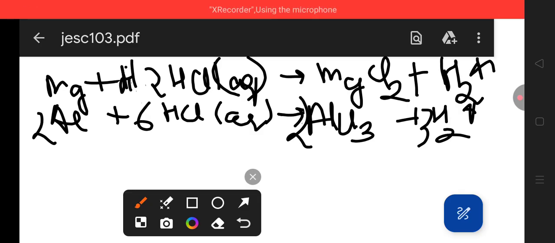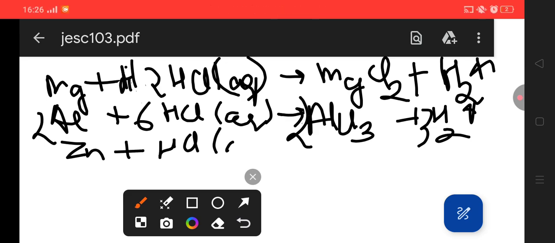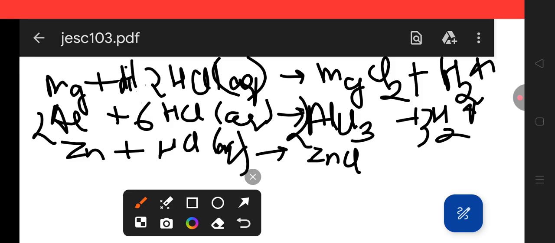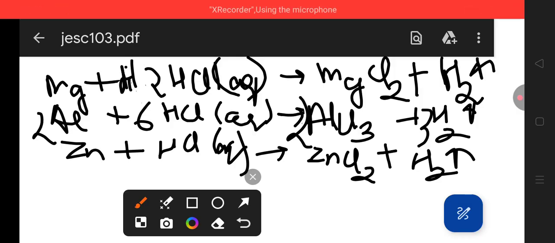Now the next is we have to write the reaction with zinc. So see, zinc is here. Zinc is reacting with hydrochloric acid, forming zinc chloride plus hydrogen gas. Okay, so if you'll notice here, we have to put 2.